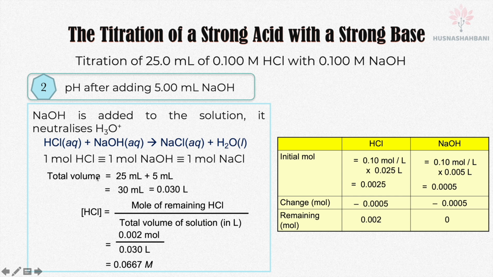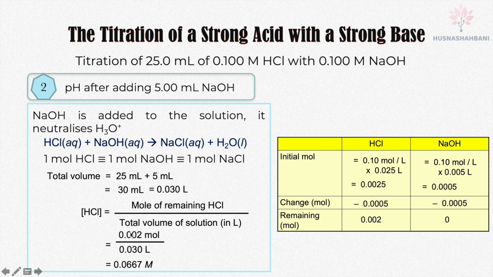So the total volume is equal to 30 ml, 25 ml of HCl in the conical flask, and then 5 ml of NaOH added from the burette. So the total volume is 0.03 liter. The concentration is mole divided by volume. So we need to calculate the concentration after the HCl and NaOH have reacted. There is no NaOH left, so we don't need to calculate the concentration of NaOH after the reaction. Zero concentration. We only have the concentration of HCl. We only have HCl remaining mole.